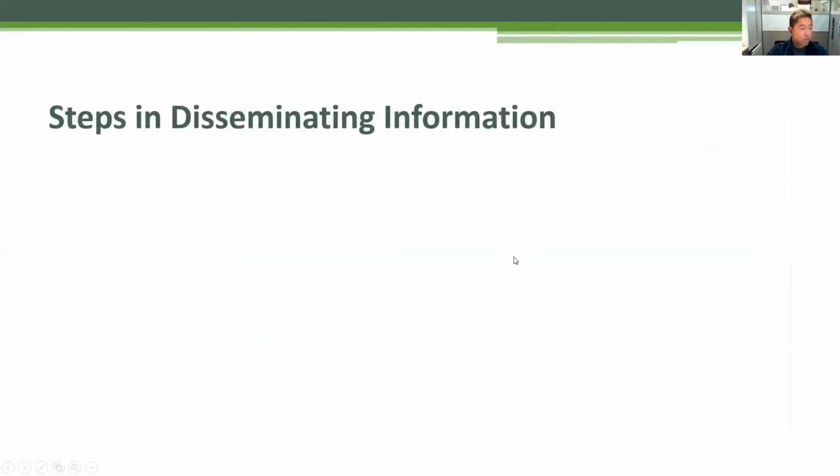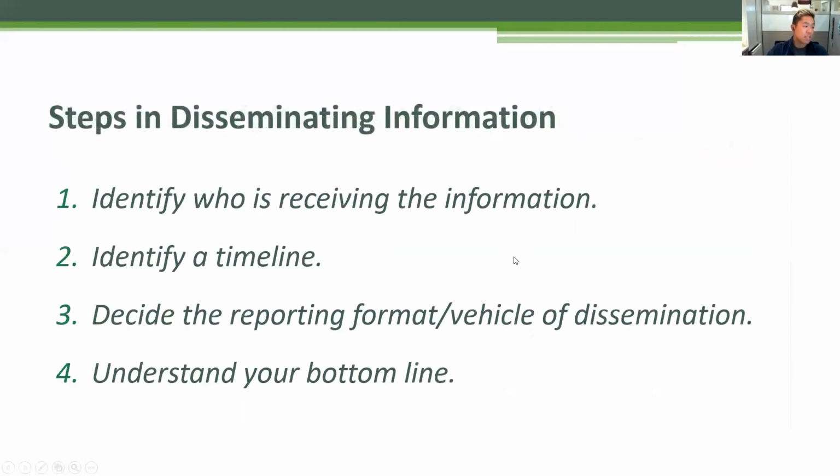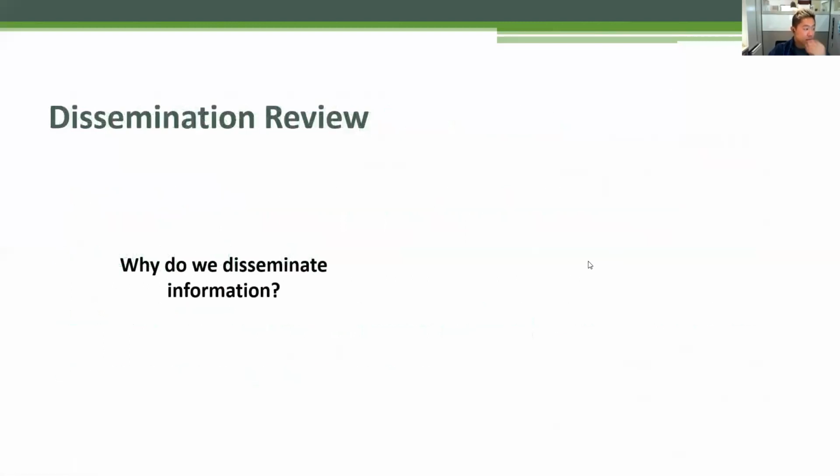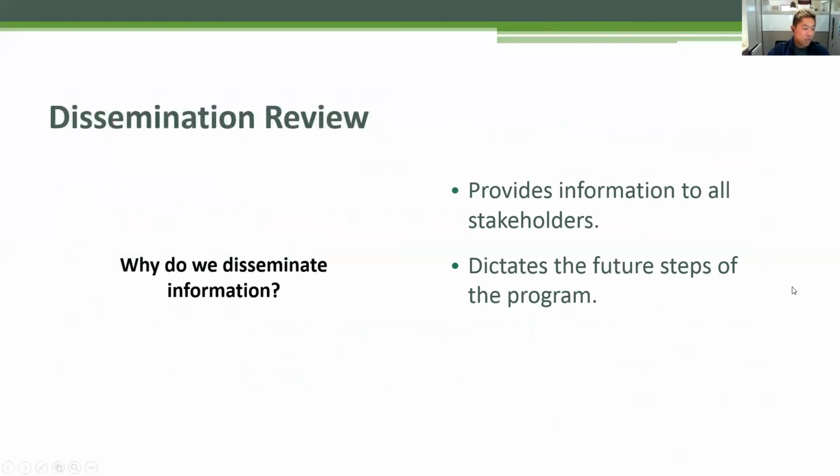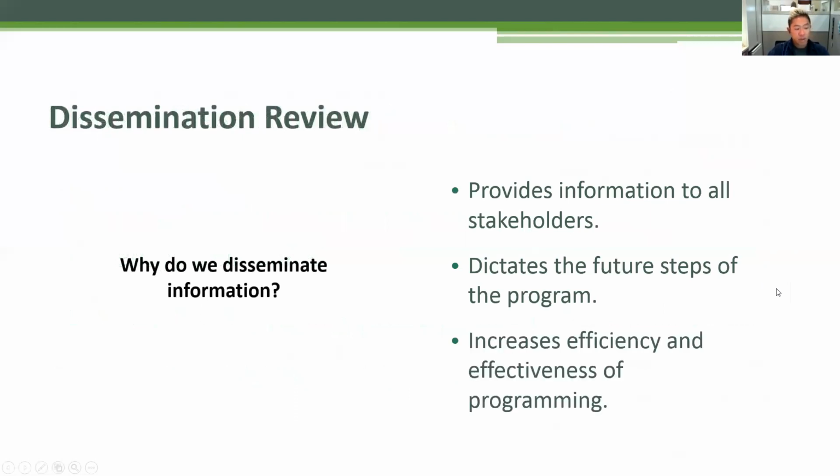So this is just in review. We want to go over steps in disseminating information. So number 1, identify who is receiving the information. Identify a timeline. Decide the reporting format or vehicle of dissemination, and understand your bottom line. So in review, why do we disseminate information? It provides information to all stakeholders, dictates the future steps of the program, and again, increases efficiency and effectiveness of the program.